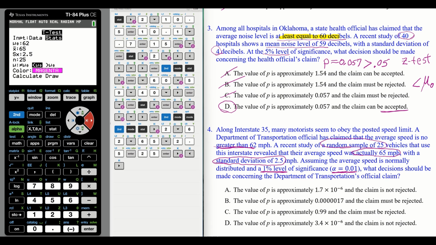I shouldn't say their and our. Okay. So is no greater than 62. Okay. So they're saying that their new claim is greater. Okay. Let's go over and enter. Let's calculate. Okay, yeah, we've got a valid answer.